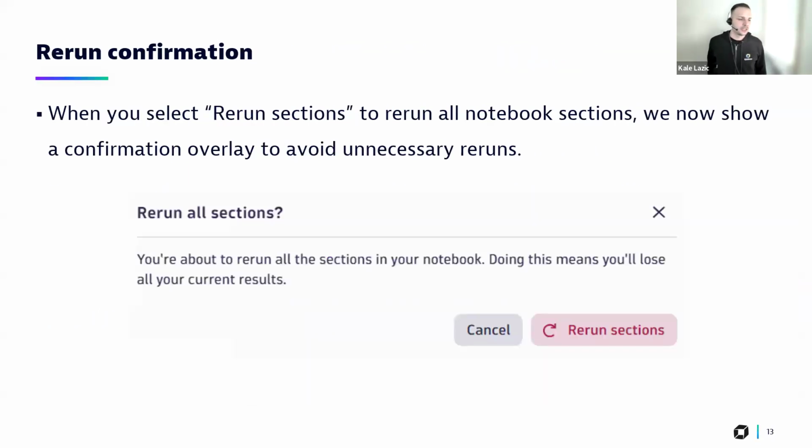Then we have one new addition, the Rerun confirmation. So when you select Rerun sections, you will receive a question if you really want to rerun all the sections, so that you really confirm it in order to reduce the number of unnecessary reruns. Sometimes it makes sense to just rerun single sections, not all of them, because if you rerun all of the sections, you may lose the current results that you're having.